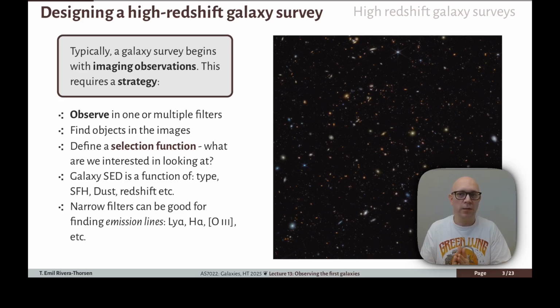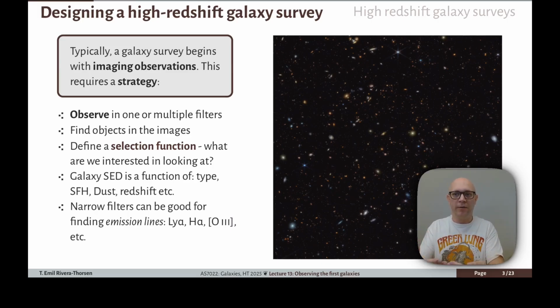Another way we can go about this is that instead of using broad filters, we can use narrow filters. Narrow filters can be very good at finding emission lines, for example, Lyman alpha from before, or H alpha, which is a different hydrogen emission line, oxygen 3, and so on, other strong emission lines. So with a narrowband filter, you need to have an idea of where you want to look, right?